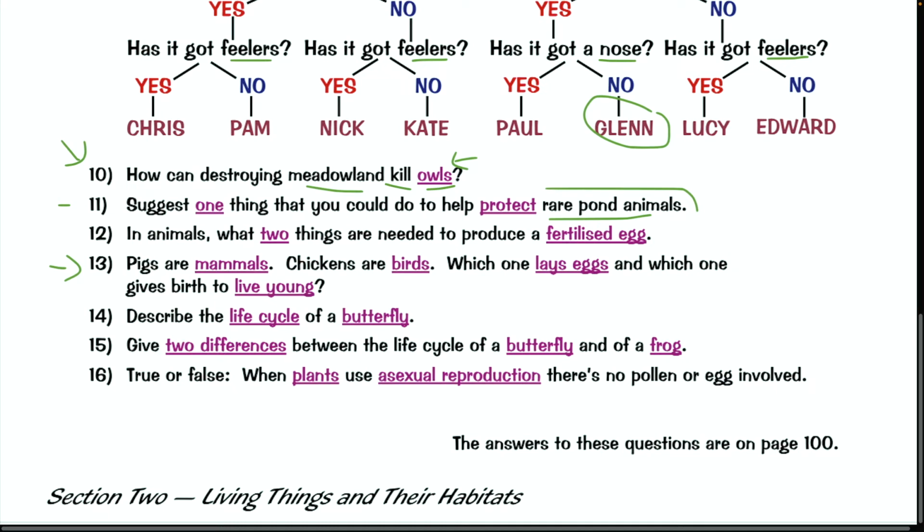Describe the life cycle of a butterfly. Again, describe the life cycle of a butterfly. Easy, right? Easy. 15. Give two differences between the life cycle of a butterfly and a frog.